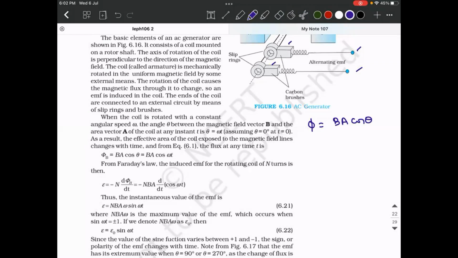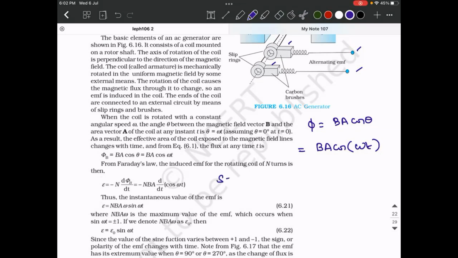Theta is omega into t, because I need the variation of flux as a function of time. So flux is equal to BA cos theta. This is equal to B into A into, in the place of theta, I write omega into t, where omega is the angular frequency with which the armature coil is revolving. Did you understand how I got this omega t?